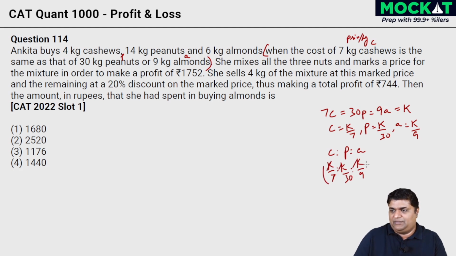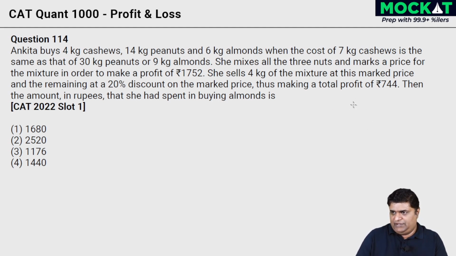The K's get cancelled, multiply the entire thing with the LCM. 7 into 30, that's 210, which is still not divisible by 9, so make it 630, right? So this entire thing into 630 is going to give us the ratio C is to P is to A. 630 into 1 by 7, that's 90. 630 into 1 by 30, that's 21, and 70 over here. So let me just rewrite this. C is to P is to A is 90 is to 21 is to 70. And this is the cost price per kg of each of these.